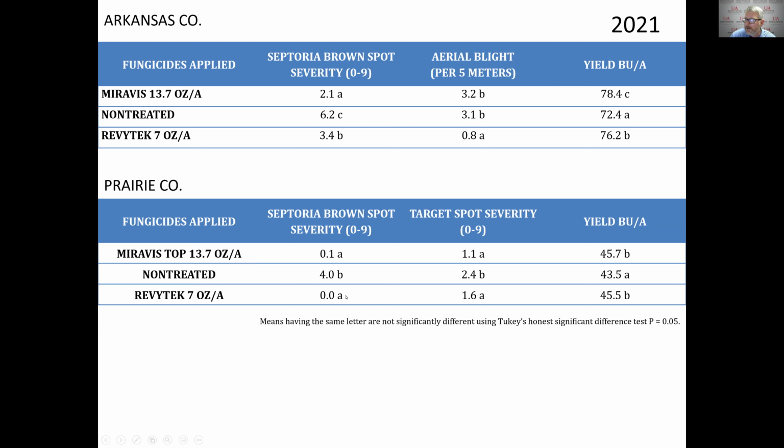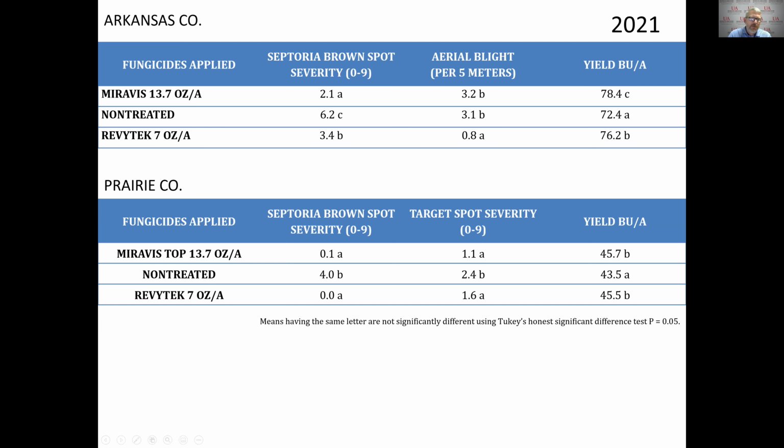And in Prairie County, not nearly as much Septoria, but a little bit of target spot there, and significant difference, but only about 2 bushels. So given price, maybe making some money in some years, like this year, we expect prices to be up, but maybe breaking even in others. I generally consider a break even about 2 bushels. So right on the edge there.